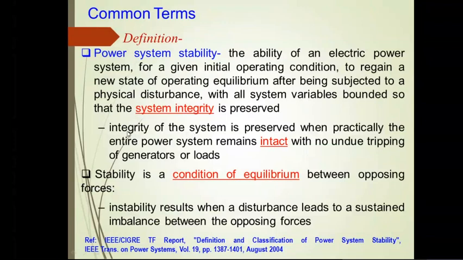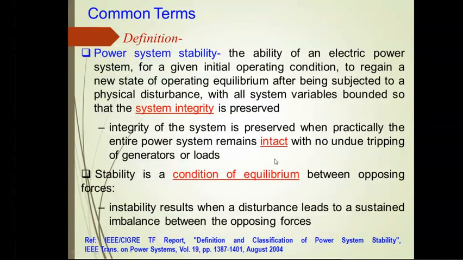Now, to illustrate further, the integrity of the system is preserved when practically the entire power system remains intact, as I said, without any tripping of generators or the load. That means if you have some disturbance, you do not allow either a generator or the load to be outaged or cut. Only then do we say that system integrity is preserved and intact. But if there is a generator cut or a load cut, or some disturbance takes place and a line is cut, one circuit is out, then in that case the system does not remain intact.